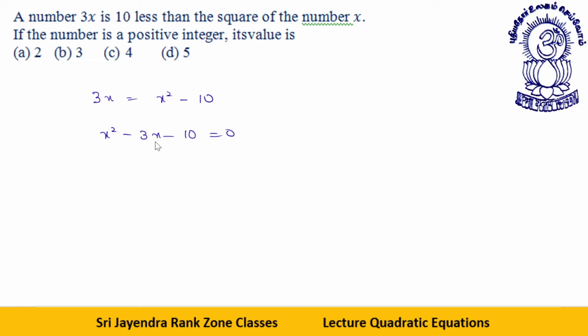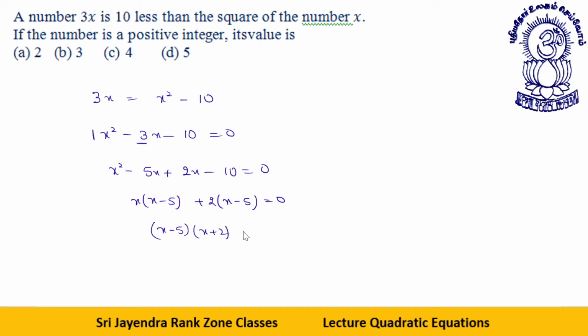You have to find two numbers whose sum is minus 3 but their product is minus 10. So that will be x square minus 5x plus 2x minus 10 is equal to 0. If I take x common, it will be x minus 5. If I take 2 common, it will again be x minus 5. I get x minus 5 into x plus 2 is equal to 0. x is equal to 5 or x is equal to minus 2.